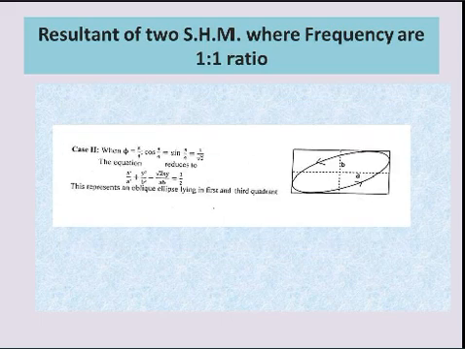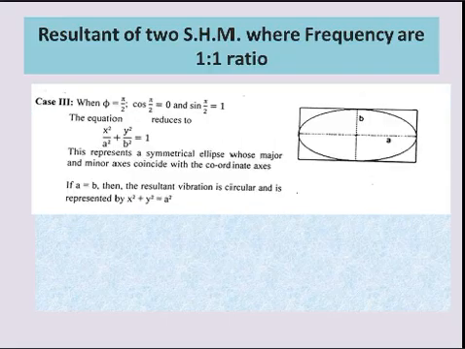Case 2: when phi is equal to pi by 4, cos phi and sin phi will be equal to 1 upon root 2, and the equation becomes x square upon a square plus y square upon b square minus root 2 xy upon ab is equal to 1 by 2. It represents an oblique ellipse lying in the first and third quadrant. Case 3: when phi is equal to pi by 2, cos pi by 2 is equal to 0 and sin pi by 2 is equal to 1, then that expression reduces to x square upon a square plus y square upon b square is equal to 1. This represents a symmetric ellipse whose major and minor axes coincide with the coordinate axes as shown in the figure.